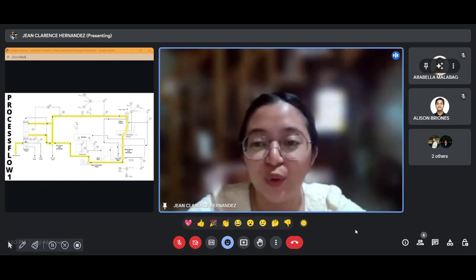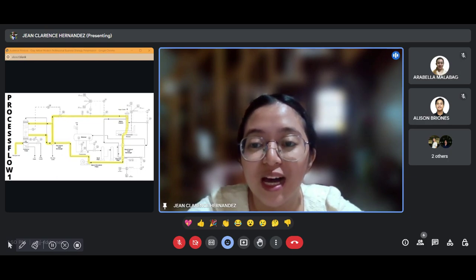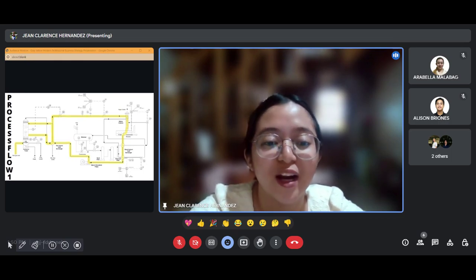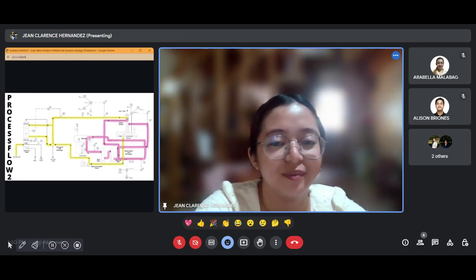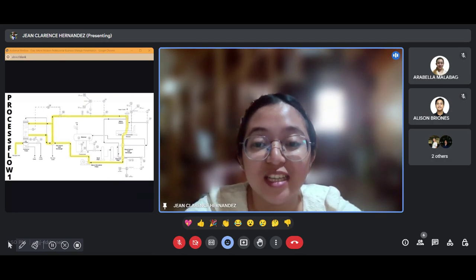I'm here to go over the highlighted portions in process flow diagram 1, which are marked in yellow, as well as the highlighted sections in process flow diagram 2, marked in pink. So let's begin the discussion of process flow diagram 1.